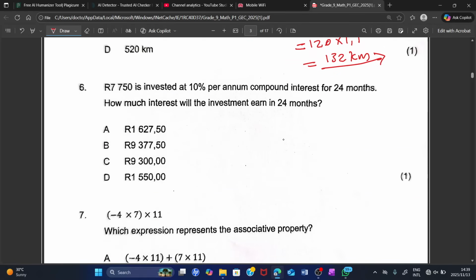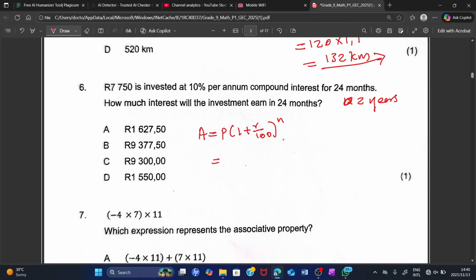All right, now let's go to question 6. What do we have at question 6? We're going to have a formula. It says that 7,750 is invested at 10% per annum compound interest for 24 months. 24 months is what? It's 2 years. I hope we are good on that. So you're going to say A is equal to P into 1 plus R over 100 to the power of N. Now we are calculating the interest.